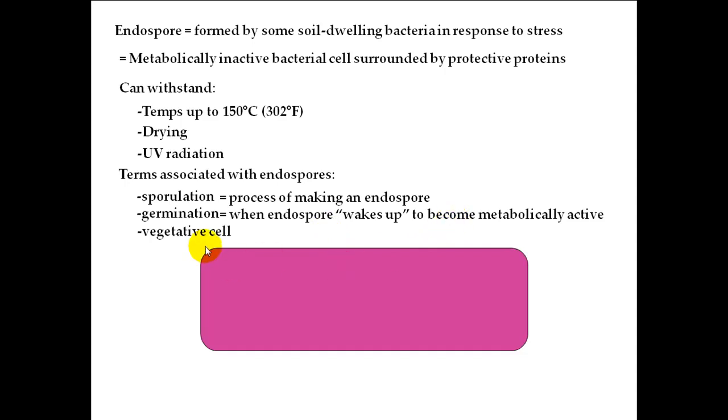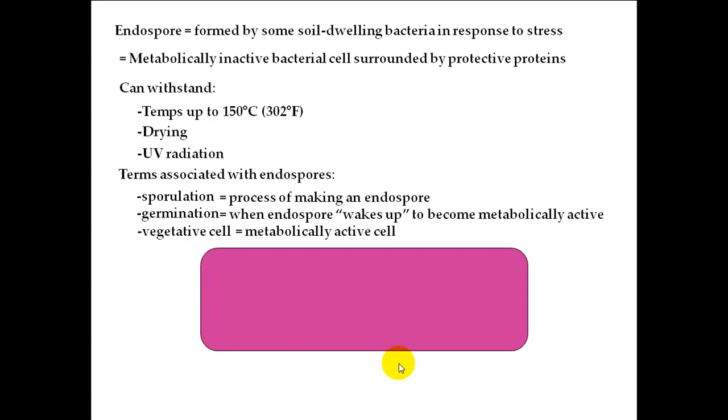And the last term that we'll mention that's associated with endospores is vegetative cell. It might seem kind of backwards, because if you think of a person that's described to be in a vegetative state, they're not very active, but the opposite is true. When you're talking about a vegetative cell with respect to bacteria and endospores, a vegetative cell is the metabolically active version of that cell. So whenever an endospore germinates, what ends up being produced is a vegetative cell. In other words, a cell that is once again able to grow and divide and produce other cells.